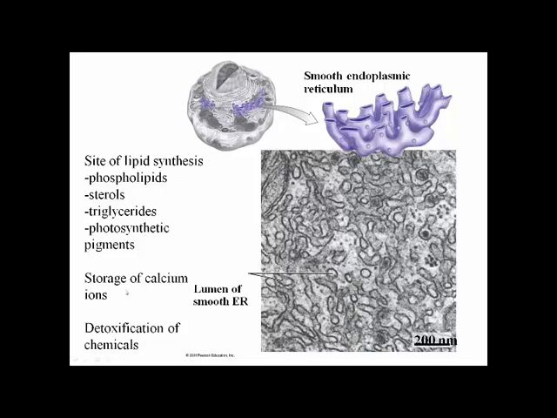In addition, there's some detoxification of different types of chemicals in the smooth ER, and the smooth ER is a site of calcium ion storage, which is an ion that the cell uses to transmit signals within the interior of the cell. The ER is, of course, membrane bound, and it's a single membrane, one phospholipid bilayer, and the interior of the smooth ER is called the lumen.